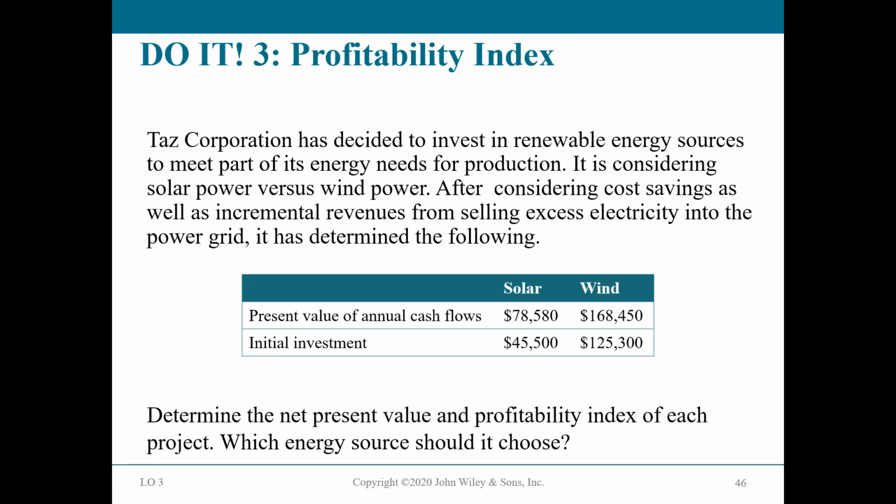Taz Corporation has decided to invest in renewable energy sources. It is considering solar versus wind. After considering cost savings as well as the incremental revenues, the power grid, they have the following: present value of annual cash flows, initial investment. So what's the NPV and profitability index of each project? Which energy source should it choose?